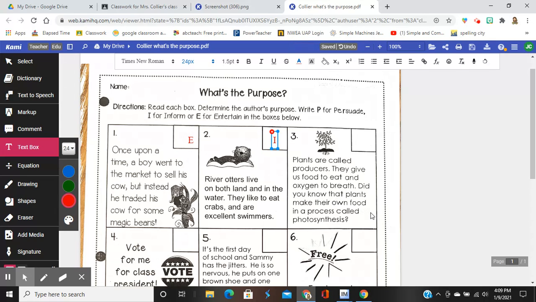Number 3. Oh, this goes back to our science. Plants are called producers, and we are studying those in science right now. They give us food to eat and oxygen to breathe. Did you know that plants make their own food in a process called photosynthesis? And photosynthesis is when they take water, they take carbon dioxide from the air, and they take sunlight, and they are then able to make their own food and to give us oxygen. So it's a wonderful thing all the way around. So now they have given us a lot of information, and then I've added some information on top. So I think this one was to inform.